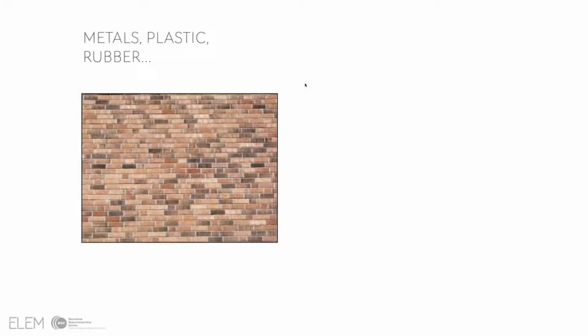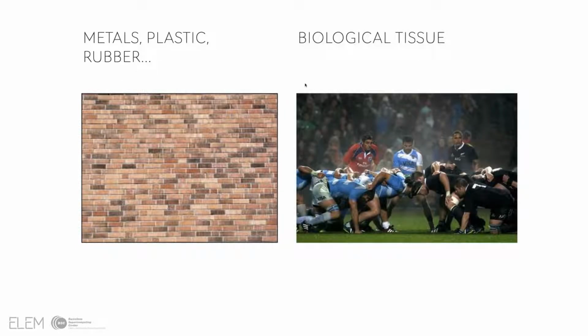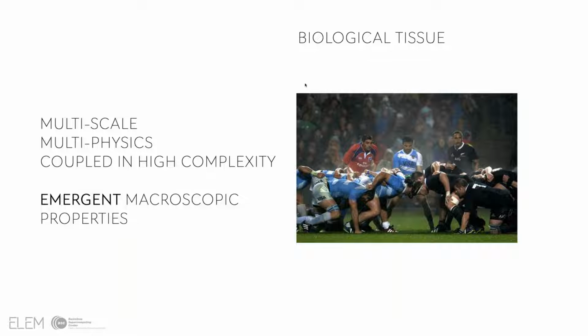Well, an engineering designed material, typically like metals, plastic, or rubber, works more or less like this. But the complexity in the biomedical realm comes from the fact that biological tissue does not work in such an ordered way. It works more like a team with very strong characters of the individuals that must work just following a goal. So it is typically multiscale, and every scale has an influence. It is multiphysics. It's coupled in a very large complexity. And what is very important is that you can see emergent macroscopic properties coming from the different lower levels.